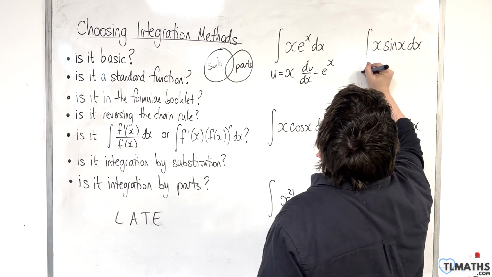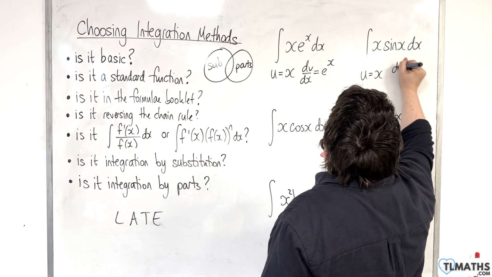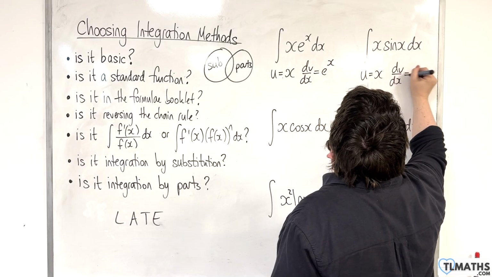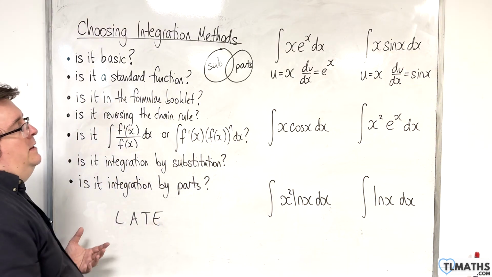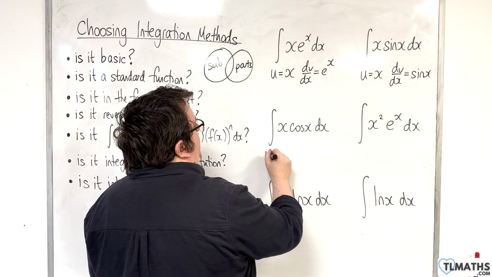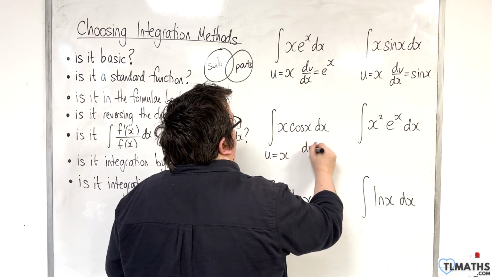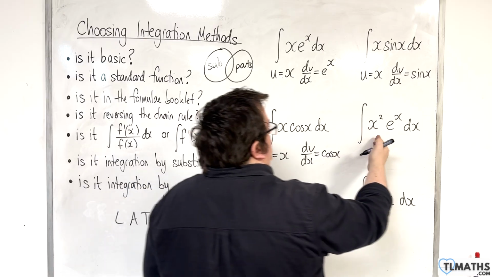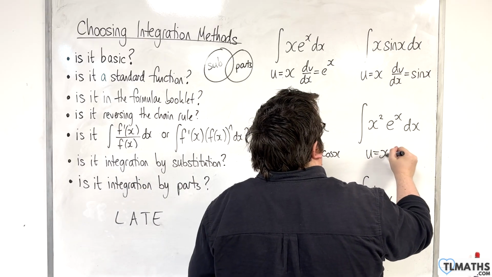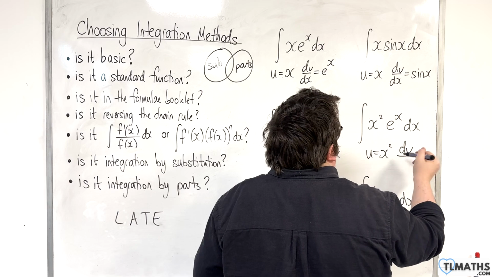Likewise here, u is equal to x, dv by dx is sine x. So algebra gets picked first over trig. Well, over exponentials rather.